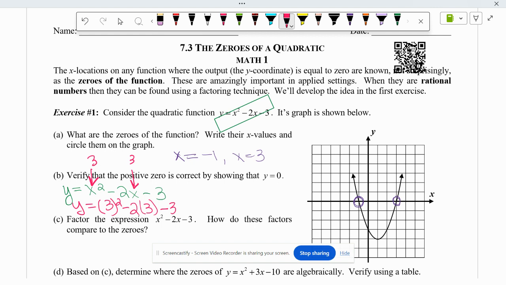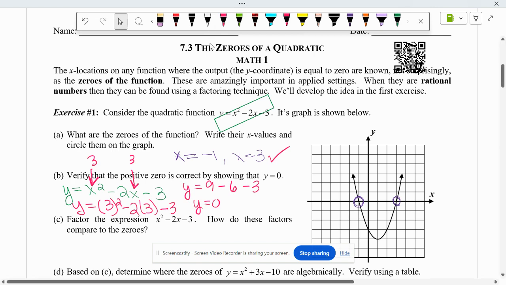So you can put that in your calculator, or we can just kind of math it out. What is 3 squared? 9. So y equals 9 minus 2 times 3 is 6 minus 3 more. Let's see. What is 9 minus 6? 3. What's 3 minus 3? So what does y equal? Y equals 0 when x is 3. That means it's a root.